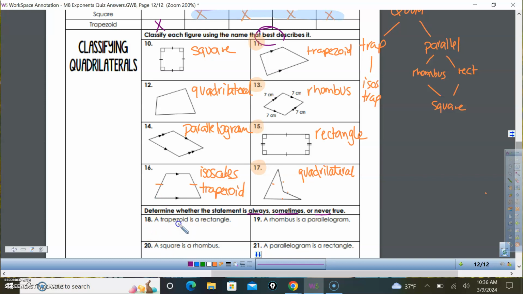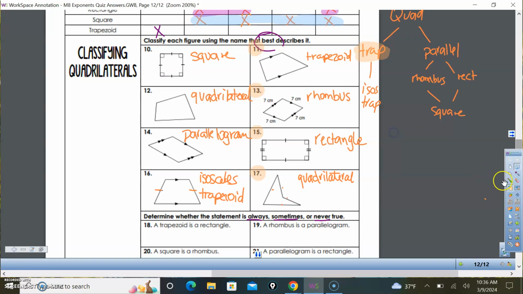So for number 18, a trapezoid is a rectangle. Trapezoid is over here on the left of my flow chart. Let me go up so you can see that a little bit better. A rectangle is over here. They are on completely different sides of the flow chart, and since they are on completely different sides of the flow chart, these ones are going to be never true. So for number 18, it is never.